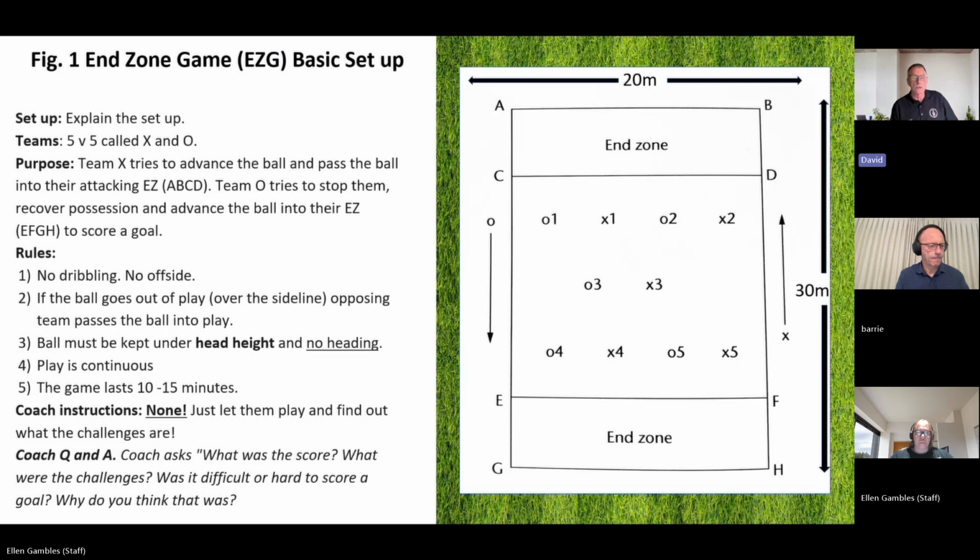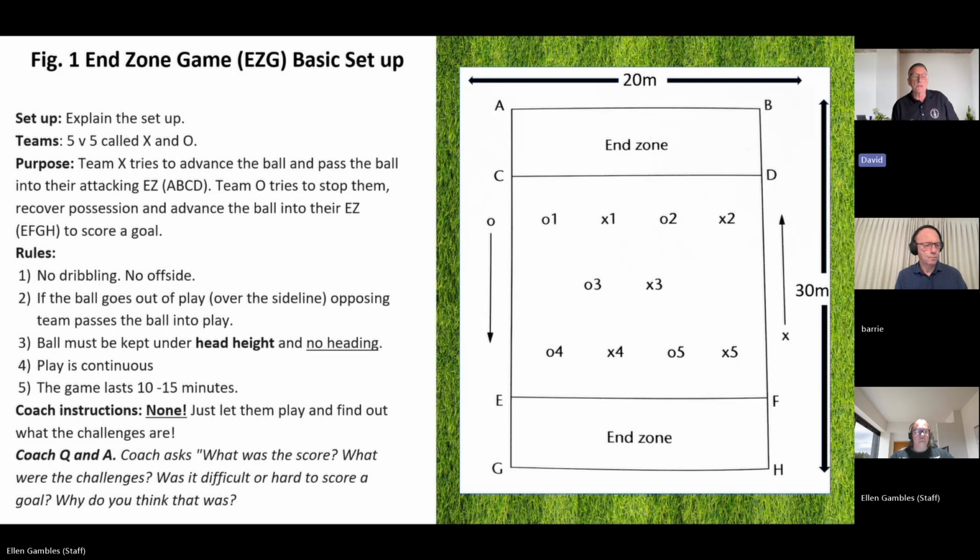Let's take a closer look at the slide. So Team X tries to advance the ball and pass the ball into their attacking end zone. So X is going up the field into A, B, C, D, their end zone. Team O is coming down the field, tries to stop them, recover possession, and then advance the ball into their end zone, which is E, F, G, H, to score a goal.